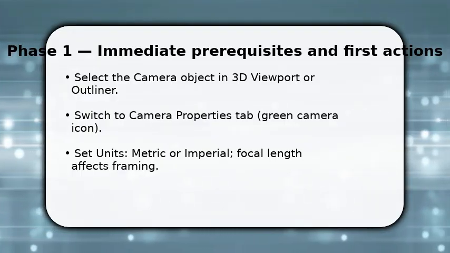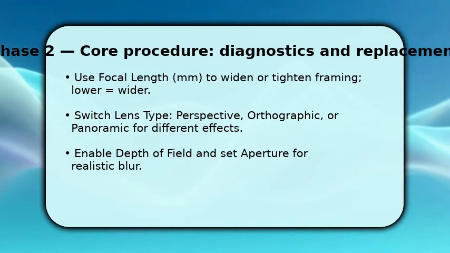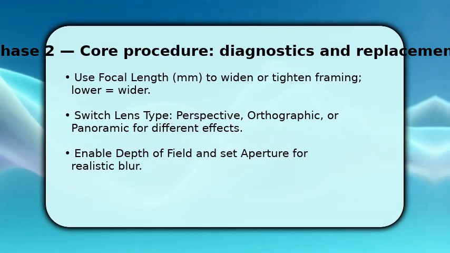You now refine the focal behavior. Type a focal length value in millimeters to widen or tighten the shot. Lower numbers give a wider field of view, higher numbers compress distance.